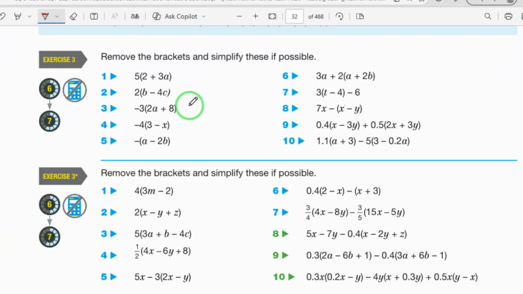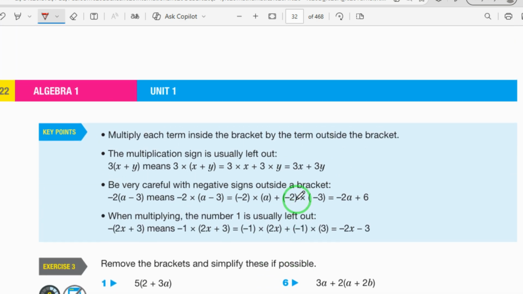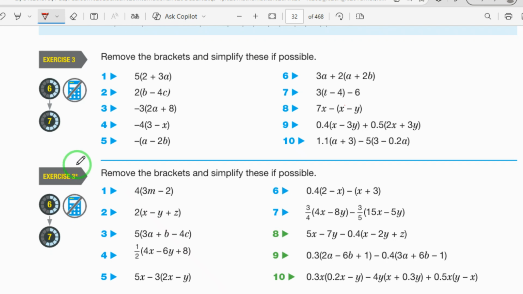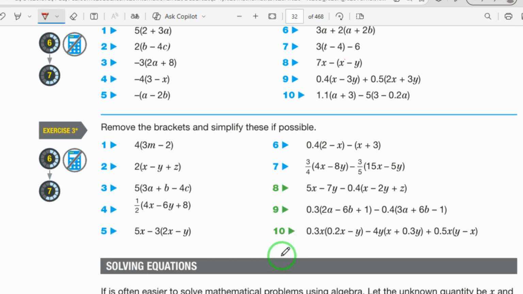Today we are going to work out exercise 3 and 3 star as well from the Excel book, Pearson company, page 22. This exercise, as you see on the screen, includes 10 questions from exercise 3 and 10 questions from exercise 3 star. So we are going to work out or simplify these 20 questions in this video.